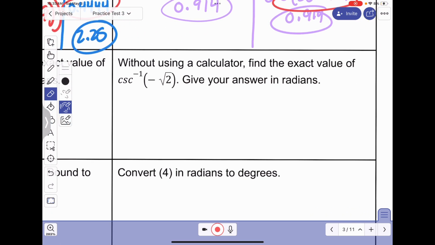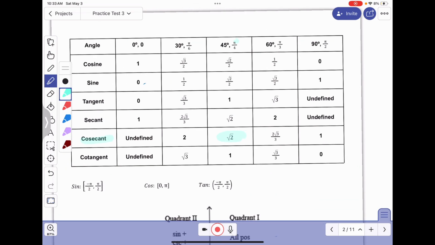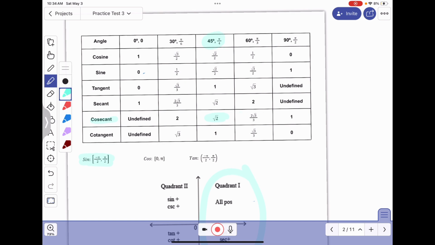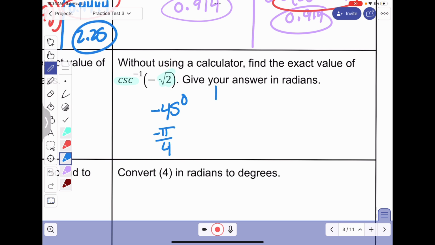Okay. Inverse cosecant of negative root 2. So we're going to look for cosecant and root 2 on the table. So cosecant root 2 tells us 45 degrees. This one was negative. So cosecant goes with sine. So we need to be in one of these. And it's negative in quadrant 4. So we could just write negative 45 degrees, or negative pi over 4. Either of those is fine.